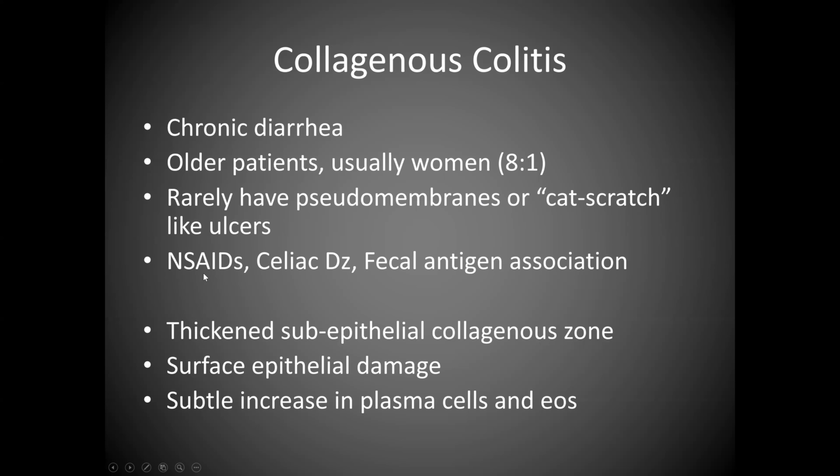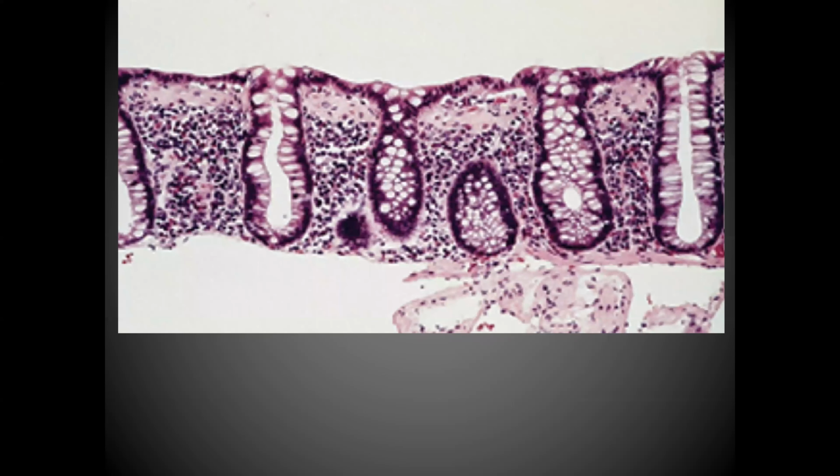There is some association with NSAID disease and celiac disease, as well as certain types of antigens from their microbiome. Microscopically, we see this very characteristic epithelial collagenization, as you can see here, just below the surface epithelium. I apologize, this is kind of blown up and a little bit pixelated, but you can see there's a pink zone just beneath the epithelium. In addition, you need to see epithelial damage.